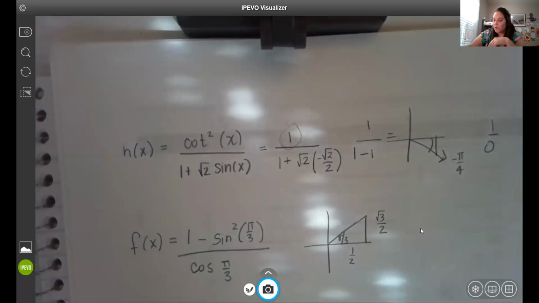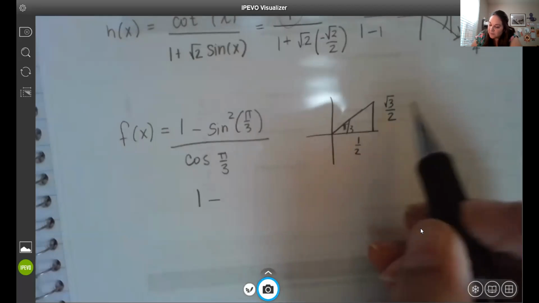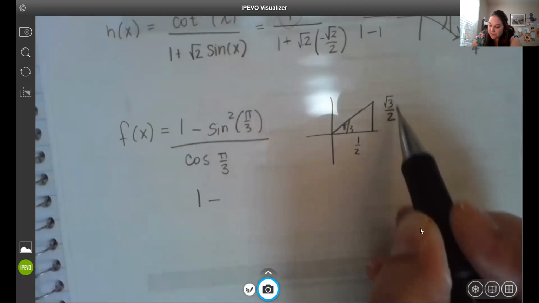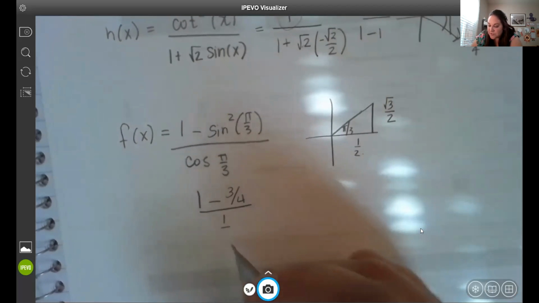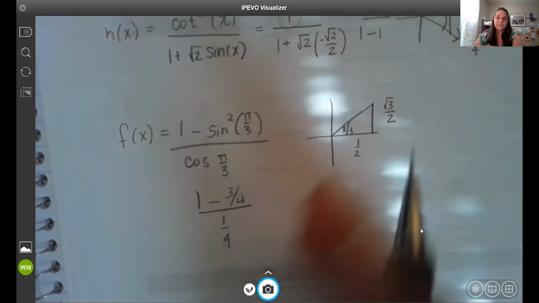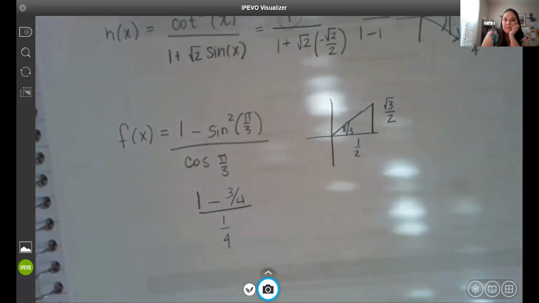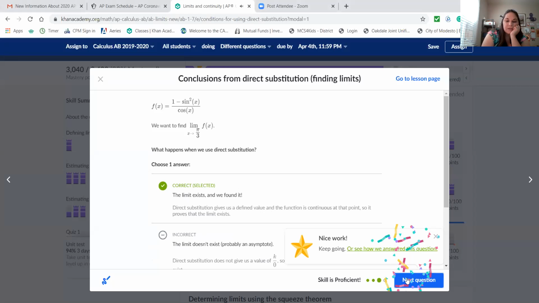Again, give me a second here to switch over, hopefully I'll learn how to do this more quickly. And so I'm getting 1 minus, and so the sine here, root 3 over 2 squared is just going to be 3 over 4, right? And then this is a 1/2 squared, so that's just 1/4. I'm not getting a 0. I'm kind of going quickly. I feel good about that, but basically at this point, I just have to know whether I'm going to find a limit or not. So based off my quick math there, the limit exists and we found it. All right, doing great.